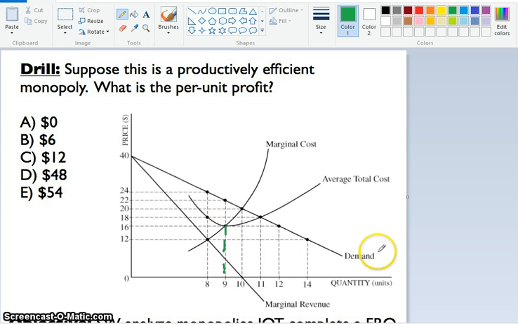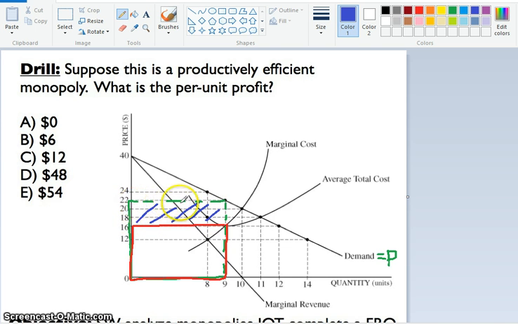Now, again, remember, demand, our AR curve, that's our price. So we got to go up to find the price. And that is at what looks like 22. So that means 22 times 9 is your total revenue. And your total cost, well, ATC is right here. Total cost is this box, which leaves the profit, as we'll go in blue, this box right here.